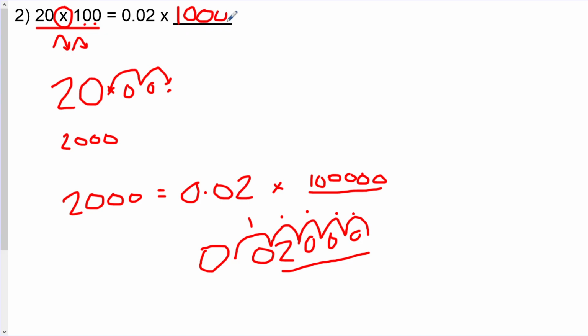The only thing left to do is to put my answer in the correct place. Again, we know it is 100,000 because we did 5 jumps to get from 0.02 to 2,000, so we have a 1 with 5 zeros after it to show the 5 jumps that we did.